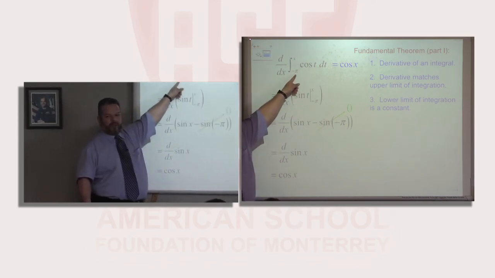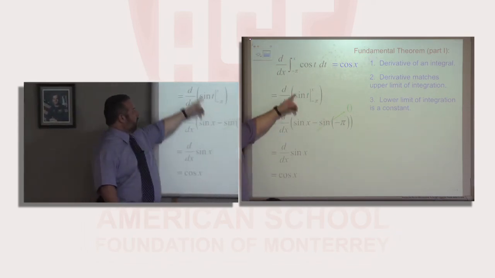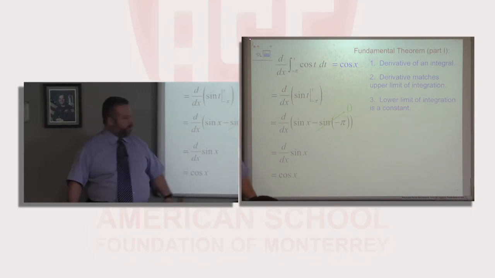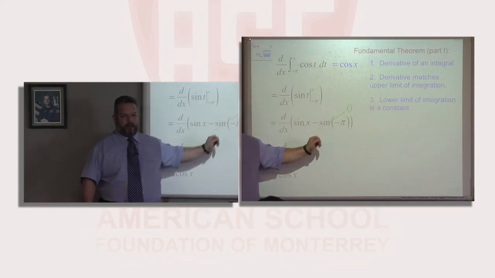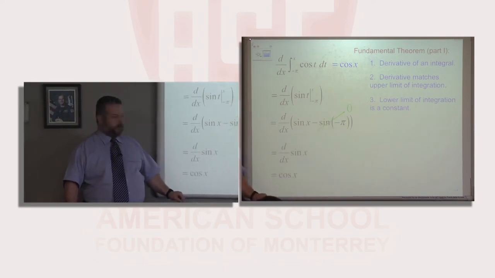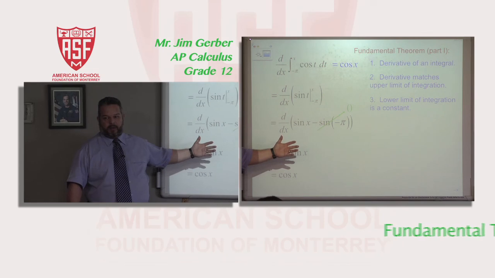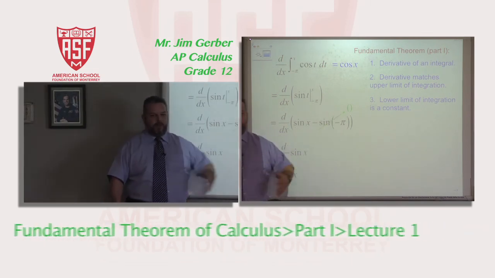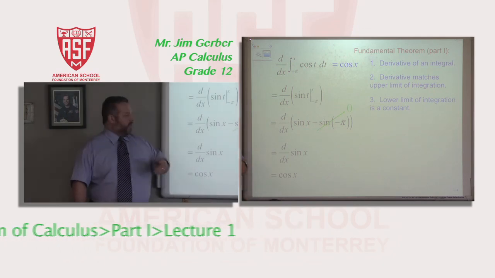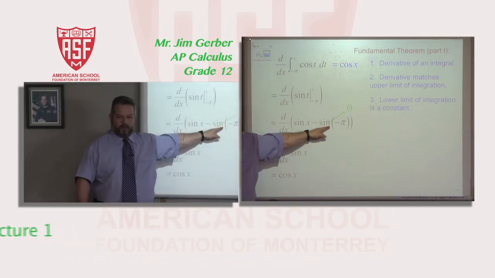In other words, what if this wasn't negative pi? What if this was, say, pi over 2? Then this would be what? A 1. Would that screw things up? Why not? Yeah, because we're taking the derivative of it. It doesn't make any difference what we get here as long as it's a constant, because the derivative of every constant is 0. And is this always going to be a constant?